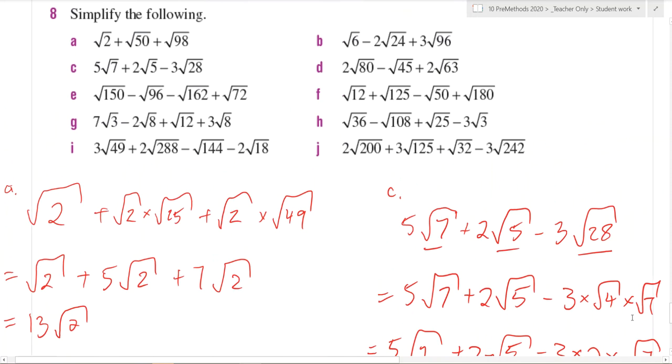Alright, I hope that's been helpful. That was simplifying surds, addition and subtraction.